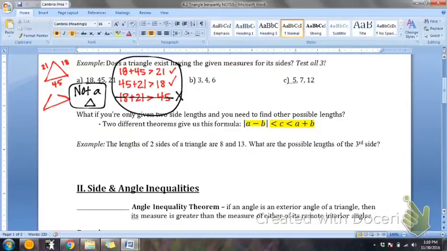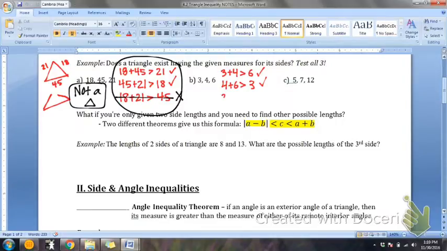So let's look at example B. We're going to check all three sides. Is 3 plus 4 greater than 6? Yes. Before I even get it out of my mouth, don't answer. Just let your classmates think about it. That one is greater than 6. 4 plus 6, is that greater than 3? I would say 10 is greater than 3. That one works.